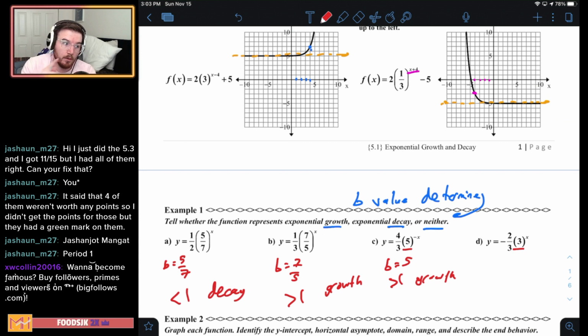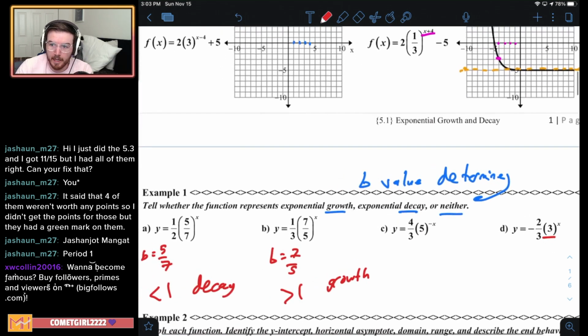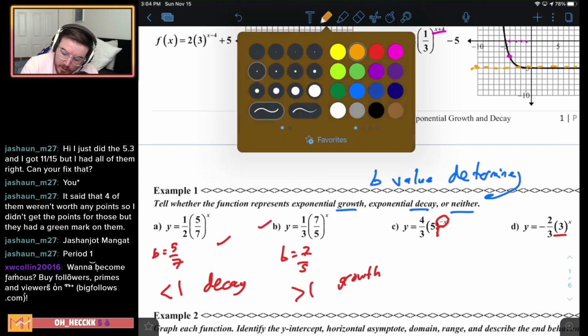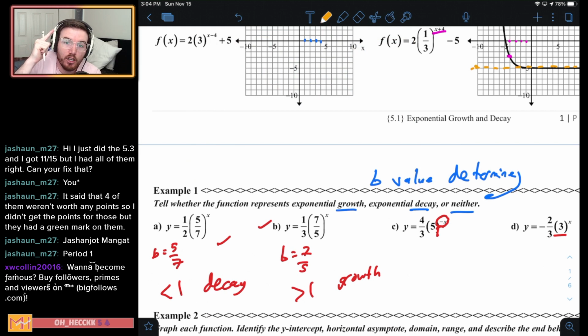Oh, I overlooked something. My apologies. Do you see what I overlooked? These are both right. But what did I slightly overlook? Right there, that negative. Does anyone remember what a negative exponent tells you to do? It tells you to take the reciprocal. 5 to the -1 is the same thing as 1/5.